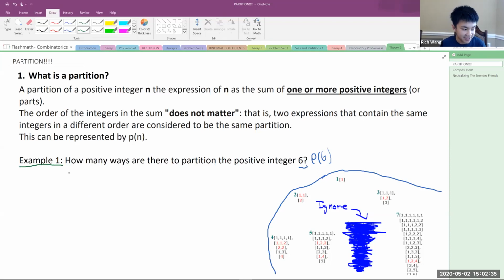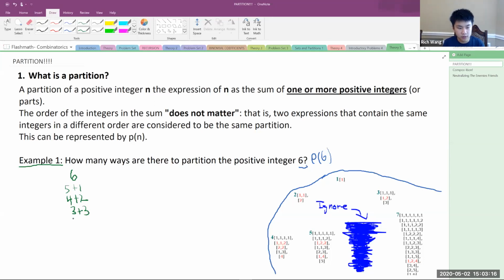So let's quickly move into example 1: how many different ways are there to partition the positive integer 6? If we want to partition 6, we can do this in an organized casework manner. First we see how many ways there are if we put it into one part. We can just do it as 6. Now let's see how many ways we can do it into 2 parts. We can do it as 5 plus 1, 4 plus 2, or 3 plus 3. Note that the reason we don't count 2 plus 4 or 1 plus 5 is because ordering does not matter. And we don't count things like 6 plus 0 because it's the expression of n as one or more positive integers.